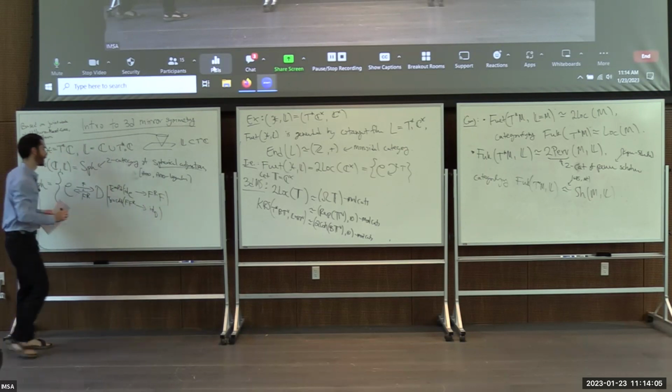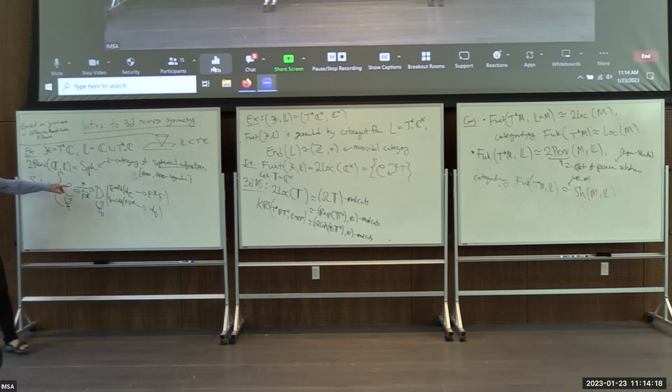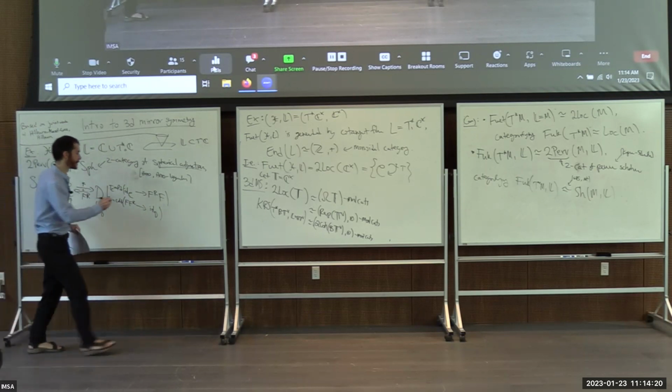So I've just defined two endofunctors here. TC is an endofunctor of C, and TD is an endofunctor of D. And by definition, the two-category of spherical adjunctions consists of those adjunctions such that these endofunctors are invertible.